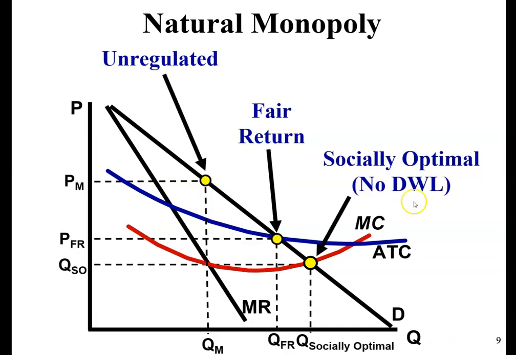An unregulated monopoly would produce here, where MR equals MC. A fair return monopoly would produce here, where the price equals the average total cost. And if a monopoly was going to produce the socially optimal amount, it would produce where price equals MC.